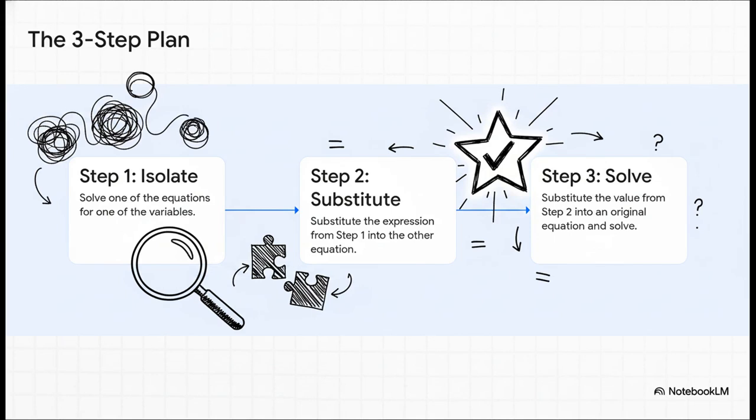Step 1, you solve one of the equations for just one variable. Get it all by itself. Step 2, you take what you just found and you substitute it. You plug it right into the other equation. That's the main event right there. And then, step 3, you just solve what's left. It's a game plan that works every single time.